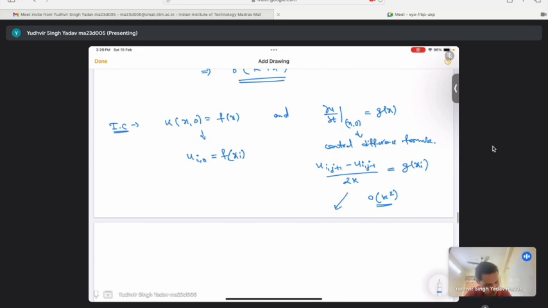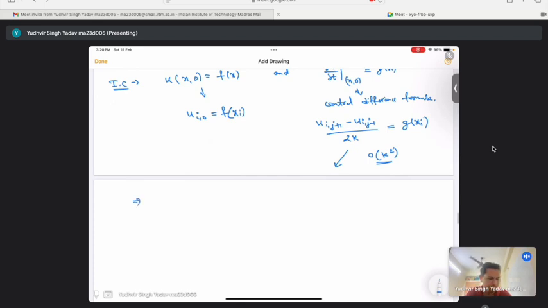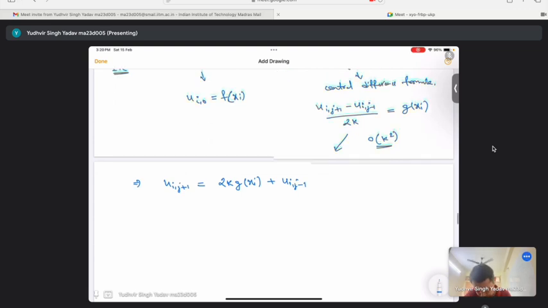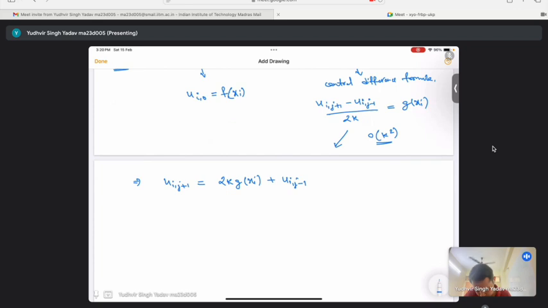So this can be solved further. This will help us solve the given difference scheme for the hyperbolic partial differential equation in place where we do not have any information about the given nodal point. So from here we will have u i,j plus 1 equals 2 times k g of xi plus u i,j minus 1. So this is the scheme that we have. We will name it as number 2.